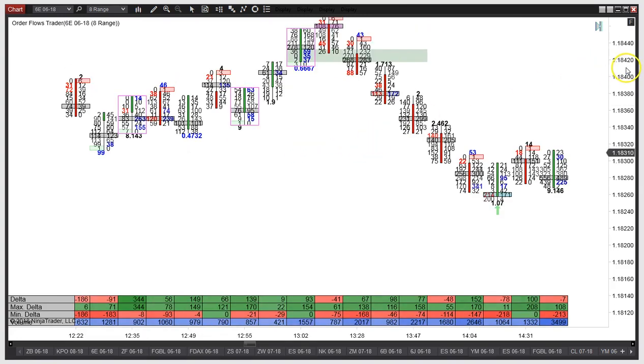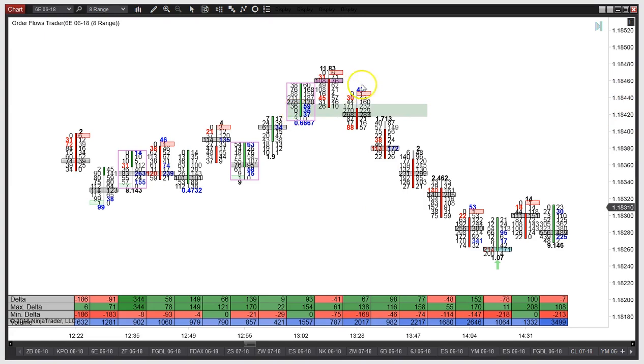And this one here, this was nice. This is around 1:30 in the afternoon, 1 o'clock rather. Prominent point of control followed up with a bearish ratio.